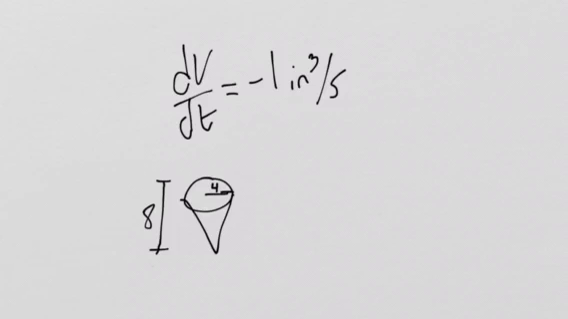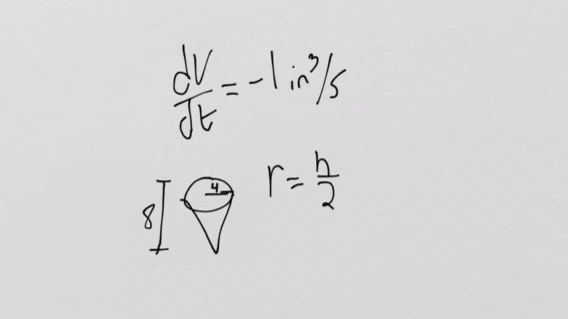So we know that the volume is decreasing by 1 cubic inch per second, and we also know how the radius and the height are related because in a cone like this, no matter what the water level is, the proportion is going to remain the same. So at the top of the water level, the radius is 4 and the height is 8. And as that water level drops, the radius is always going to be half the height. So we can say R equals H over 2.